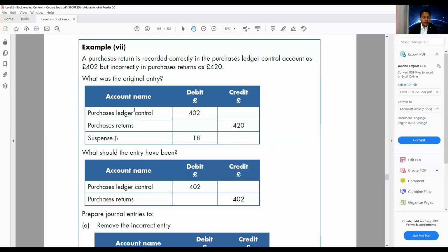The original entry, the mistaken one, was purchase ledger control 402. That is basically the correct one. And in the purchase return, mistakenly I wrote 420, not 402. Instead of writing 402, I wrote 420. So the difference is 18 pound on the debit side. So the suspense account is created on the shorter side. To make it balance, I have to put 18 pound as a suspense account.